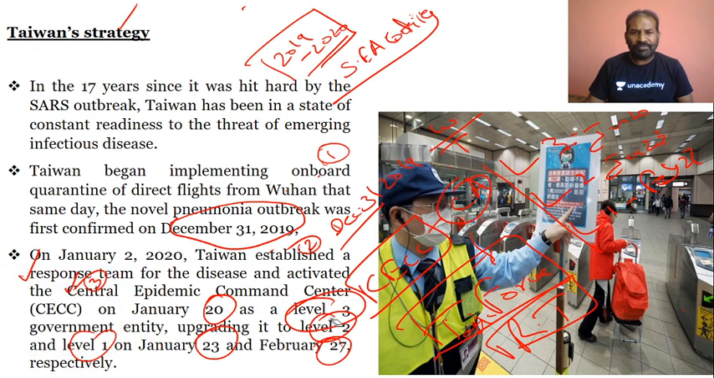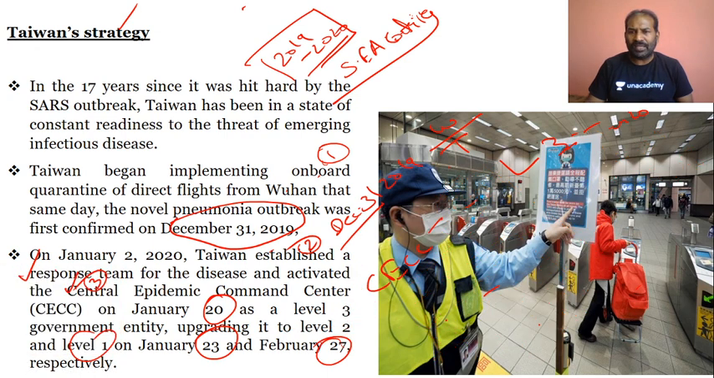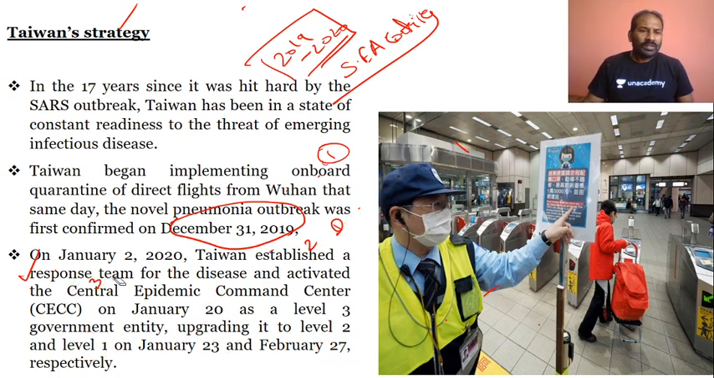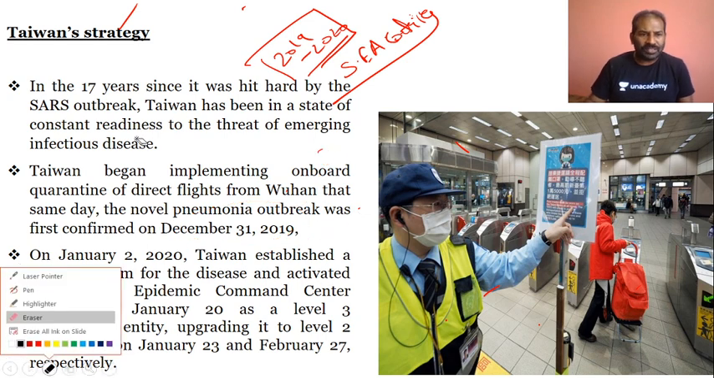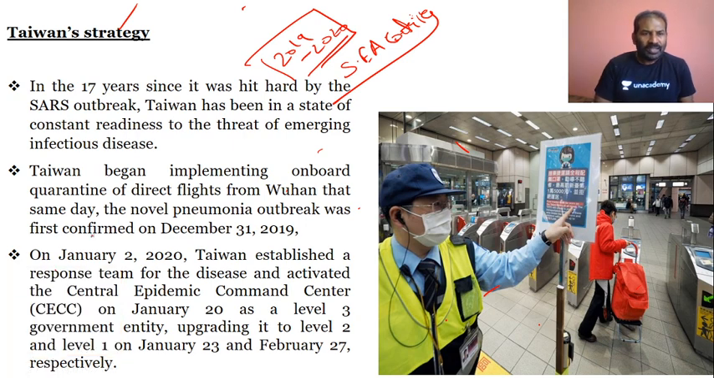So they were very effective with the strategy they implemented, and definitely that is because of the experience they have from the SARS outbreak in 2003, that is 17 years back. So what is important here is the establishment of a response team, and then the activation of the Central Epidemic Command Center. Yeah, Pratham has written, should India have a state-wise NDCM in line with the Central Task Force, and NDCM on the same line as CECC in Taiwan?